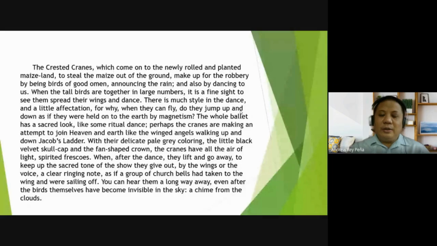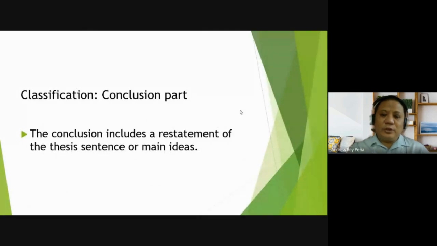So, each paragraph talks about a particular category. Okay? So, for the conclusion part, the conclusion includes a restatement of the thesis sentence or main ideas. For the classification, note that conclusions tend to be merely a restatement of the thesis sentence.